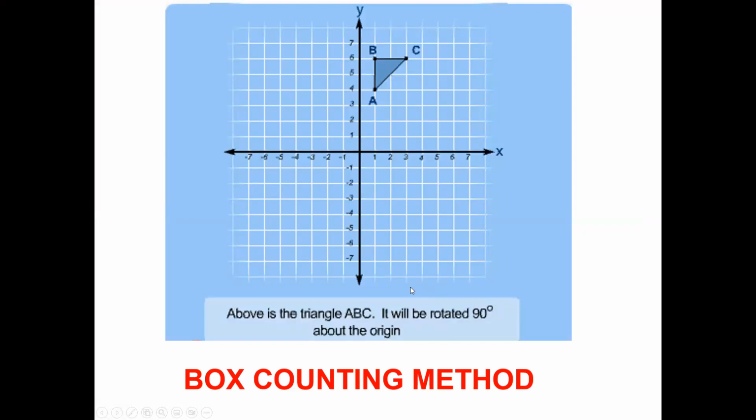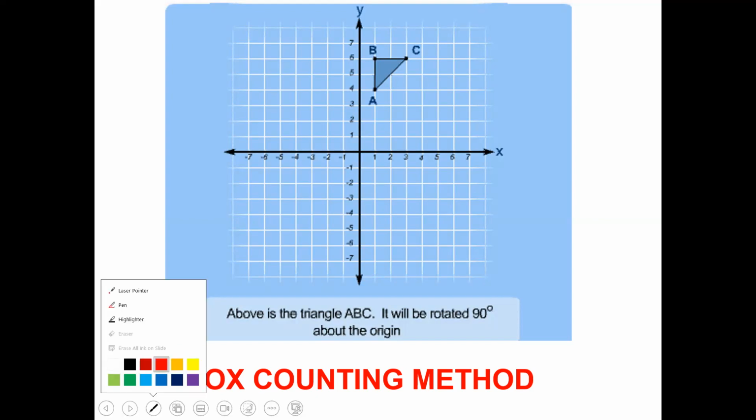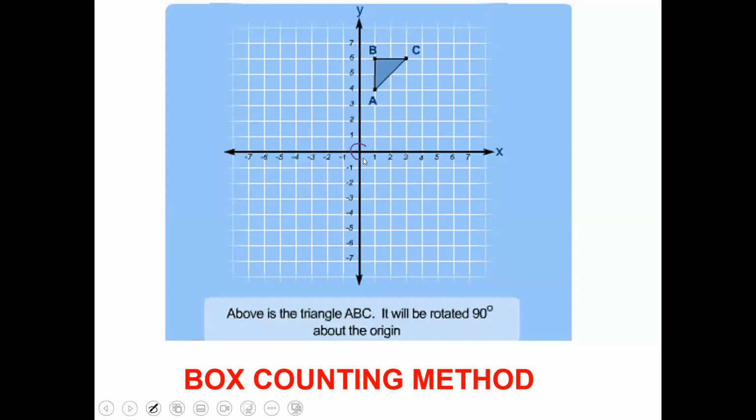Now, there are two possible methods of rotation. The first method, which is famous and many people like it, is called the box counting method. The above is a triangle and we want to rotate it 90 degrees about the origin. This is the origin.